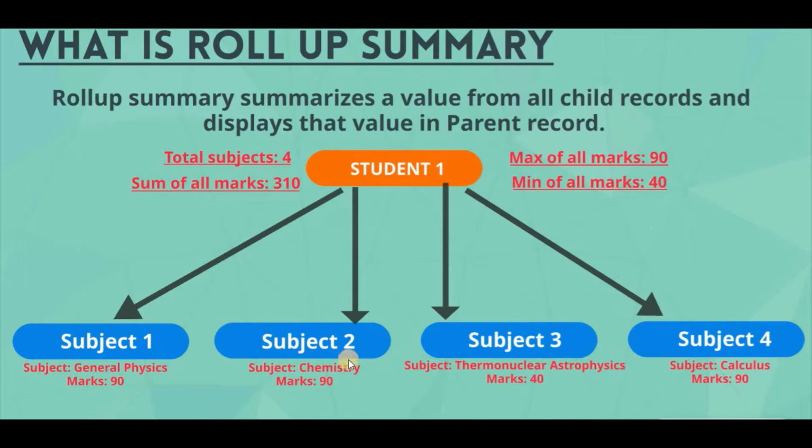In the same way, if you want to calculate the maximum marks that this person got in all his subjects, then you can create a rollup summary field which will find the maximum of all marks. In the same way, minimum marks, which is 40 out of all subjects.